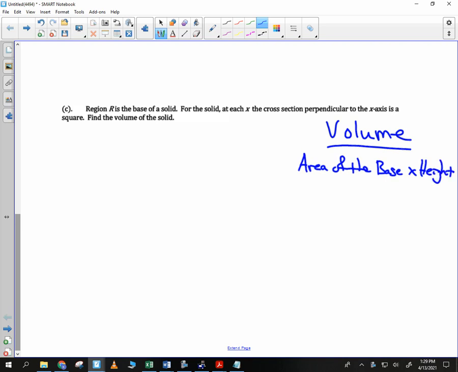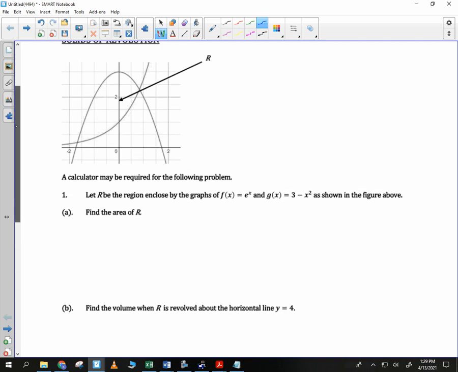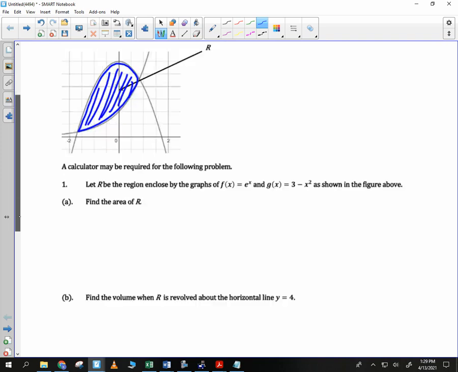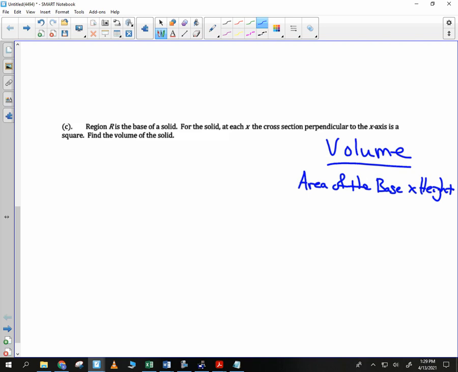Yeah. So when we were going through our area section, this is a piece that I left out simply because I felt this could be a little bit more challenging for our test, but we choose to bring it back this time. It says region R is the base of a solid. So this guy right here, I'm gonna color that in blue. And it says for the solid at each x, the cross section perpendicular to the x-axis is a square. Find the volume of that solid.